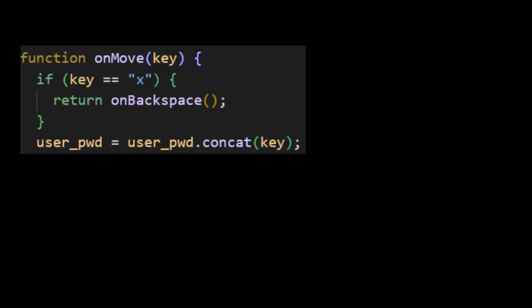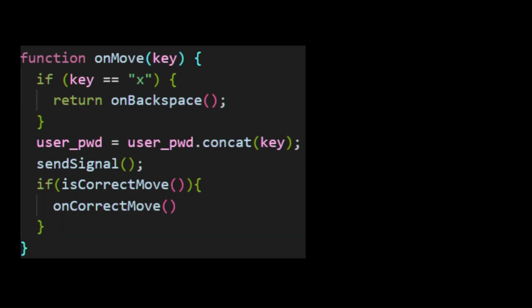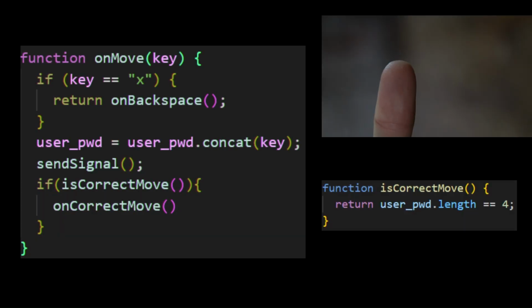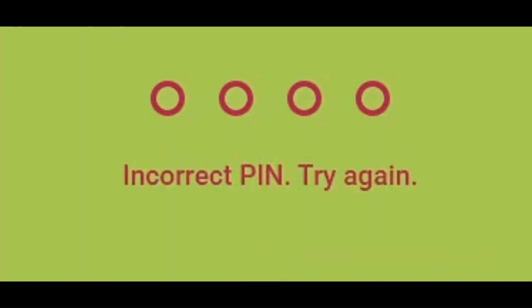So we have updated the user input. We have updated the signals. We now need to check if the user has entered 4 digits. If yes, that means that the user has entered the password. What are the next steps? Let's create a function. We will blink the lights to give an illusion that the system is processing the input. And after a gap of, let's say, 2 seconds, we will stop the blinking and check if the password entered is correct or incorrect.